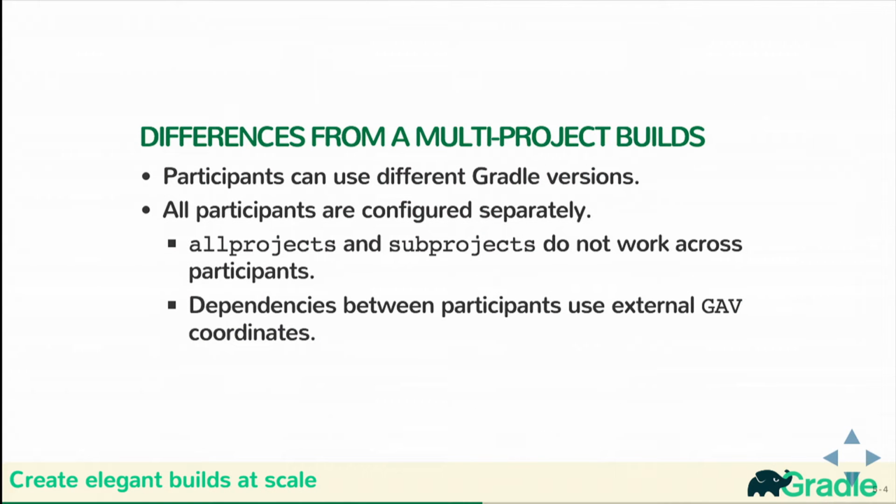Some of the big differences between composite builds and just having a really big multi-project build is that in a composite build, we can have different versions of Gradle being used at the same time. In a multi-project build, you can use allprojects or subprojects to inject configuration into your builds. Gradle participants are kept separate, so you don't get different behavior when I take these two projects and make them a composite. One's not injecting configuration into the other because they're kept separate. And like I said, dependencies between participants use the external group, artifact, version coordinates.